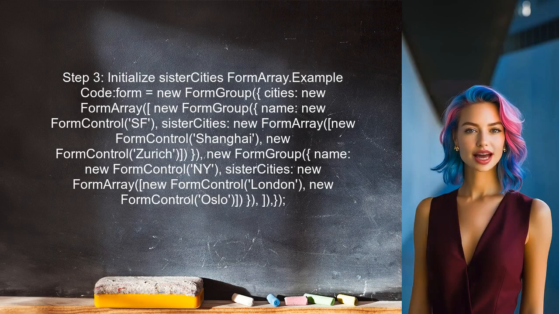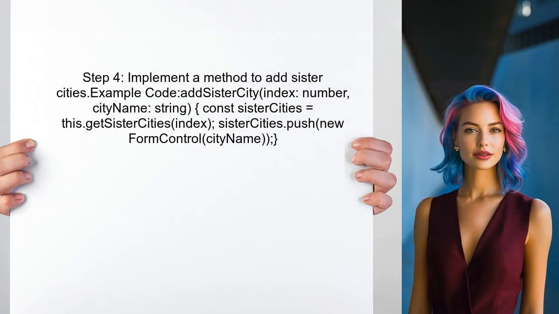Now, the user can add sister cities dynamically. They should ensure that the form array for sister cities is properly initialized within each form group. Finally, the user should implement a method to add new sister cities to the form array. This will enhance the functionality of the form.